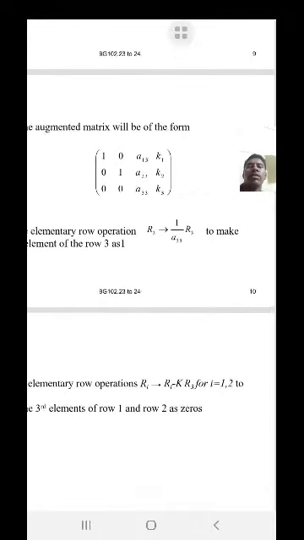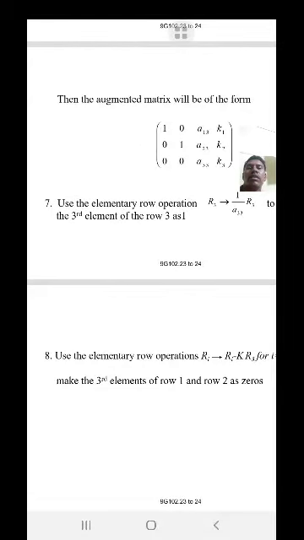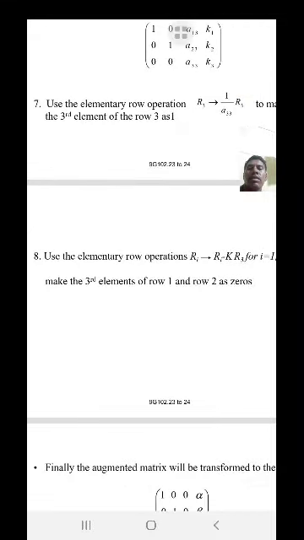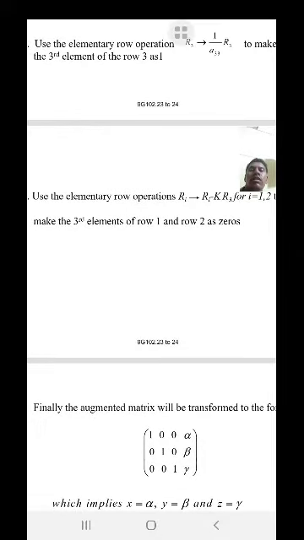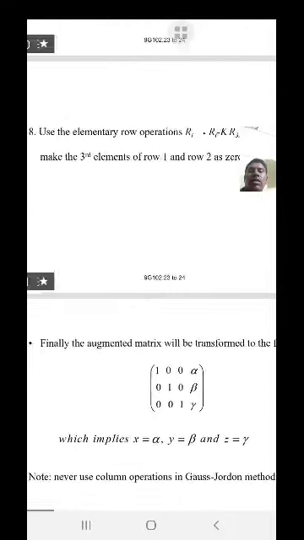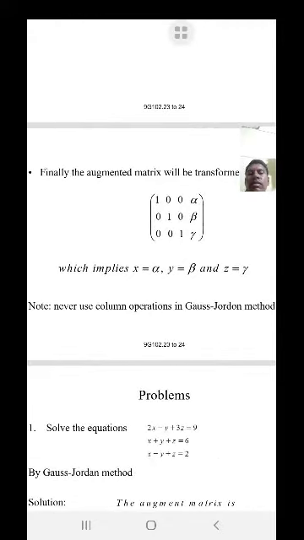Seventh, use the elementary row operations. R3 gives 1 by A33 into R3 to make the third element of the third row as 1. Eighth, use the elementary row operations. Ri gives Ri minus k into R3 for i equal to 1, 2, to make the third elements of row 1 and row 2 as zeros. Finally, the augmented matrix will be transformed to the form 1 0 0, 0 1 0, 0 0 1, and the last column is alpha, beta, gamma, which implies x equals alpha, y equals beta, and z equals gamma.